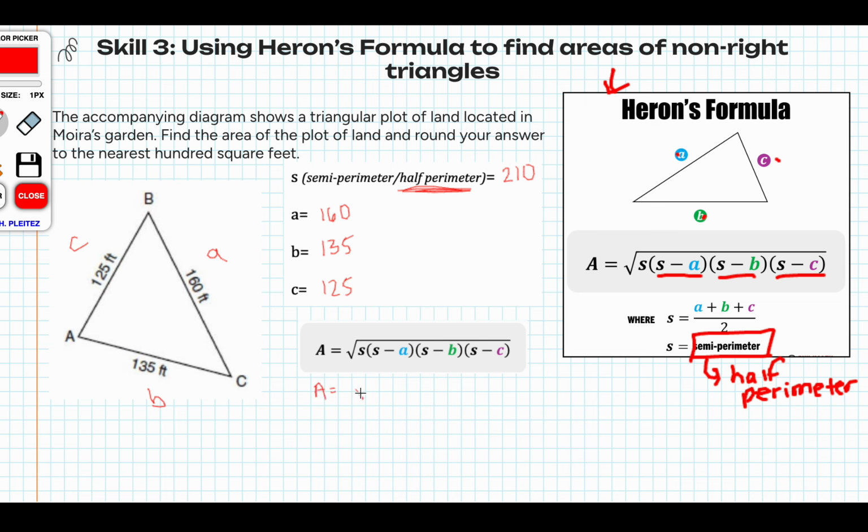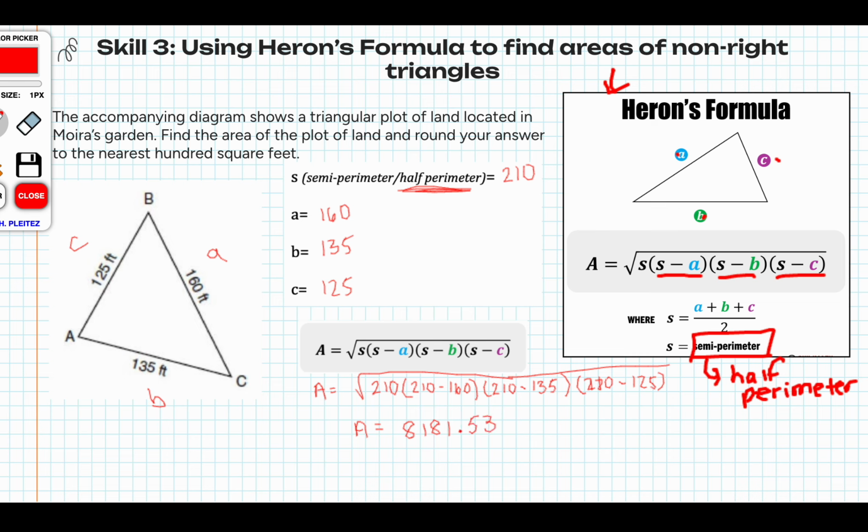So the area is going to be equal to the square root of 210 times s minus a, so times 210 minus 160. And then we have times s minus b, so times 210 minus our b value, which is 135, times 210 minus our c value, which is 125. So again, we're just plugging and playing into our equation here. And from here, you can just plug this right into your calculator. So area equals 8181, and we're rounding to the nearest hundredth, so 0.53.